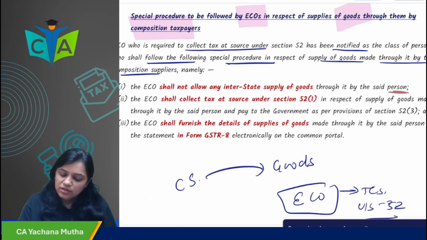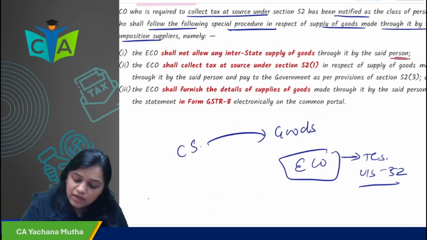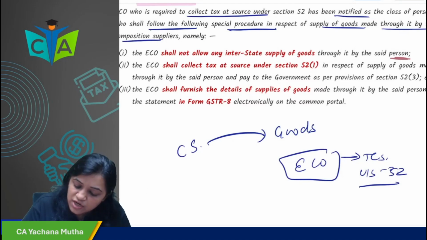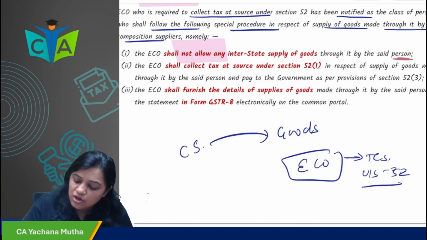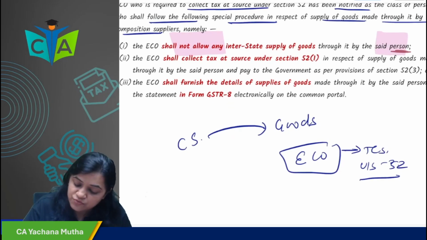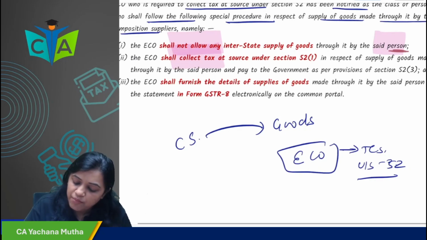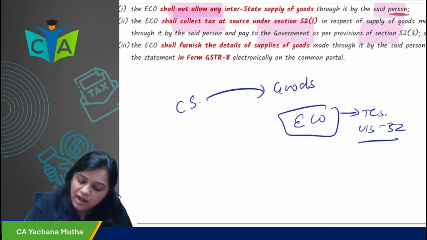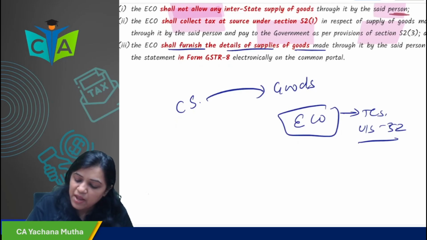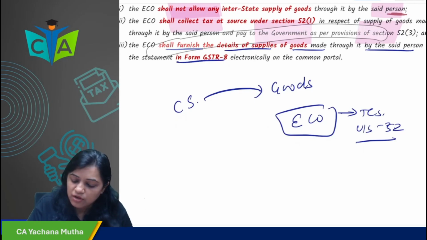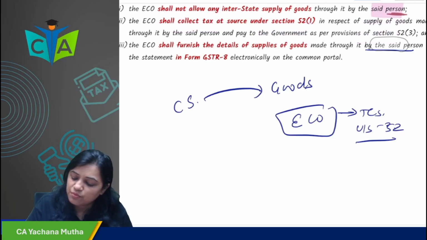Under section 52, in that case, what is going to happen? ECO shall not allow interstate supply of goods through it by the said person. ECO should not allow him to make any interstate supplies first. ECO has to collect TCS in respect of supply of goods made through it by the person and pay it to the government as per the provisions. And ECO shall furnish details of supply made through it in the statement called GSTR 8. In its GSTR 8, he has to furnish the details of the supply of goods made by that person.